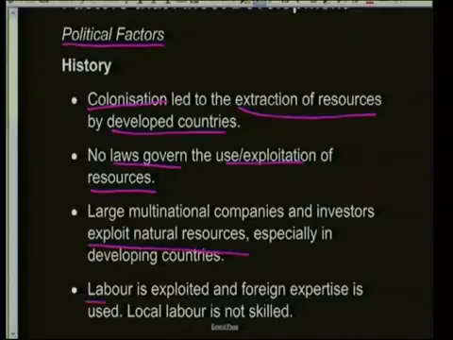Lastly, labor is exploited, okay? And local labor remains unskilled. That's very important, because the more skilled you are in terms of the career that you do, the more salary that you can obtain. So if these places remain very unskilled, there's no way that they can develop further in terms of the economy.